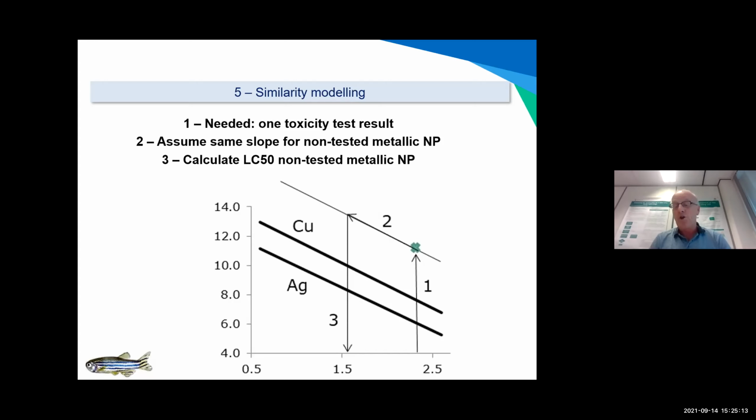And that is schematically shown here. Suppose we have a nanoparticle whose size after log transformation is around 2.5, so it's more than 100 nanometers in size. And we have a measured value of toxicity, and then we can use the slope of -3 to make a prediction for any other sized nanoparticle. So this would be the approach for similarity assessment for calculating the LC50 of non-tested metallic nanoparticles.